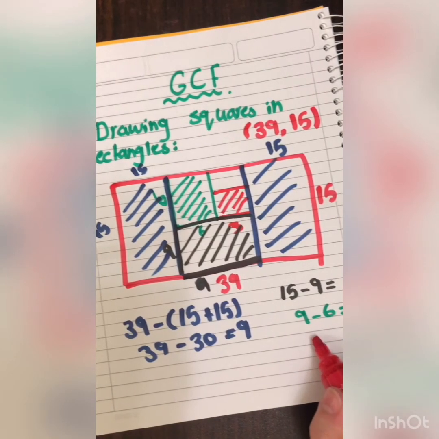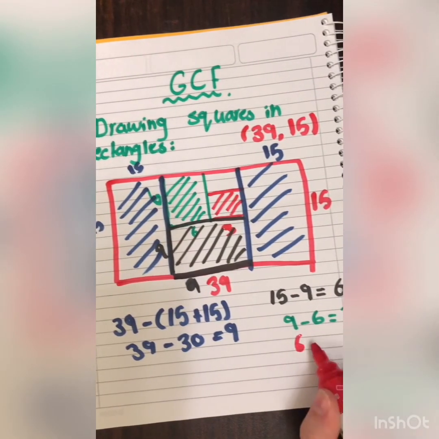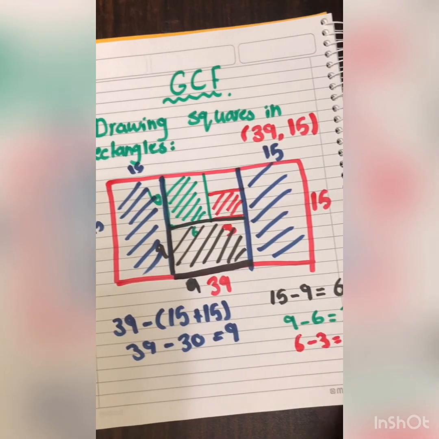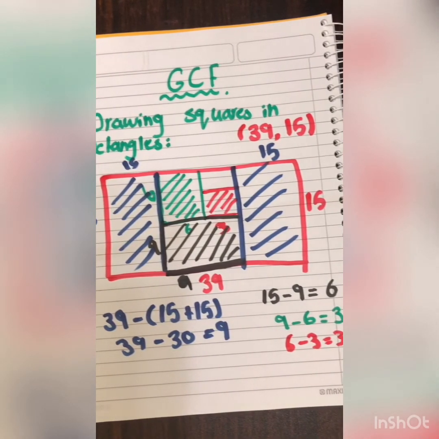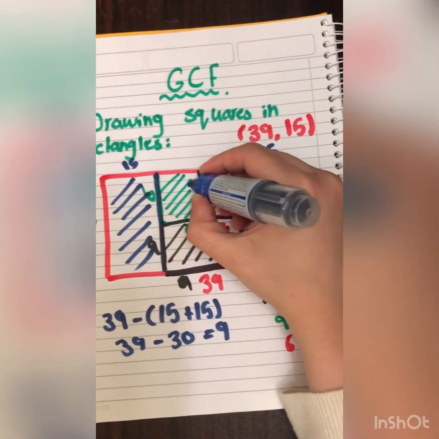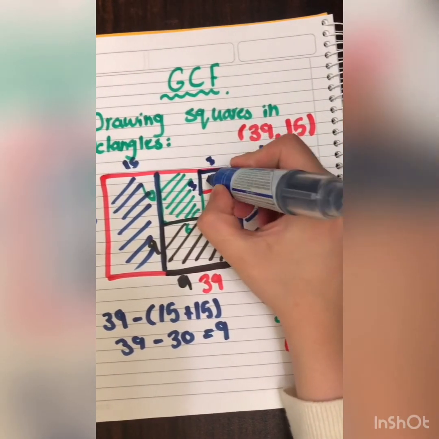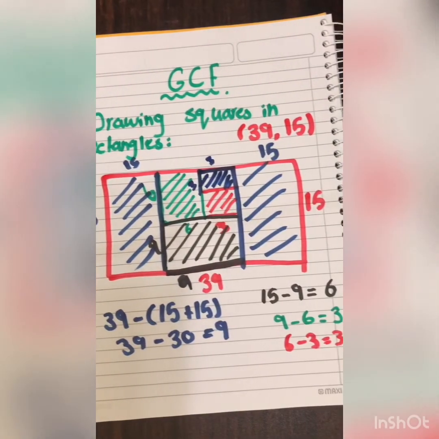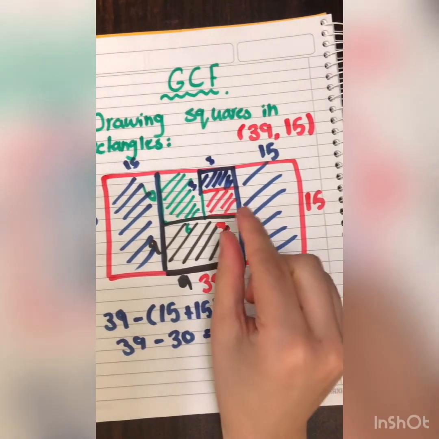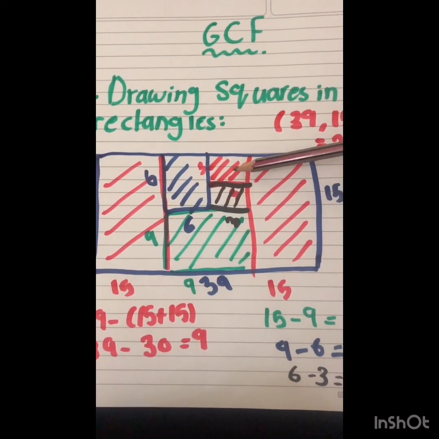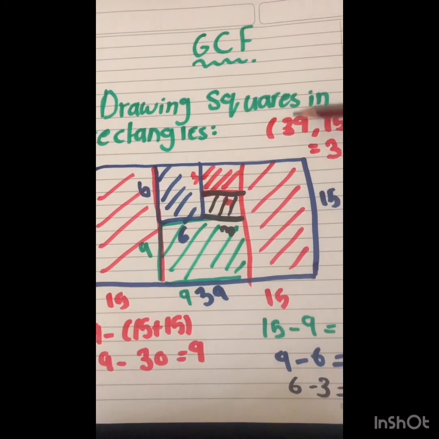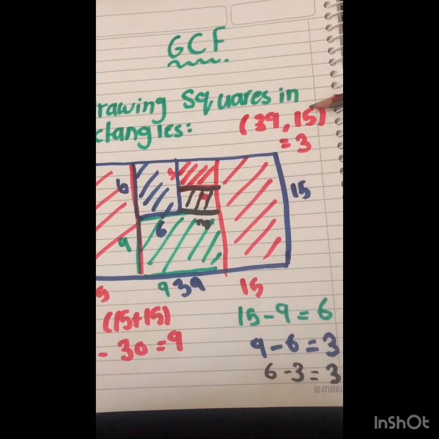Now, how much is left from the 6? It's another 3, because 6 minus 3 is 3. So this is 3, and this is another 3. So our last square is 3 by 3. The smallest square that you will get will be your GCF. So the GCF of 39 and 15 is 3.